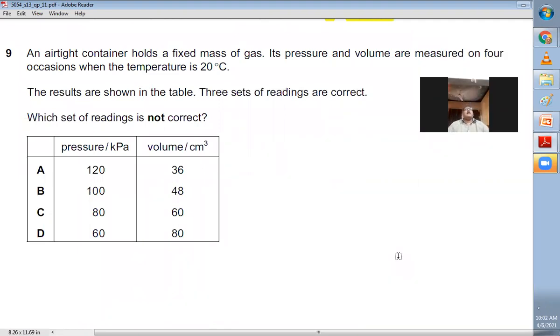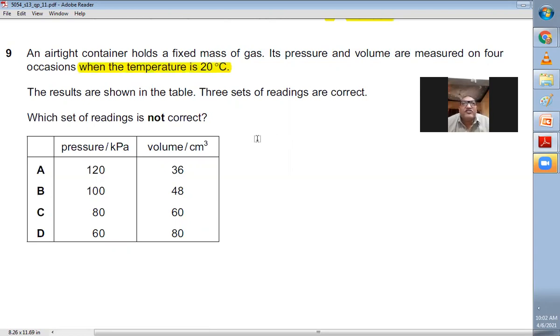An airtight container holds a fixed mass of gas. Its pressure and volume are measured on 4 occasions when the temperature is 20 degrees centigrade. The results are shown in the table. 3 sets of readings are correct. Which set of readings is not correct?